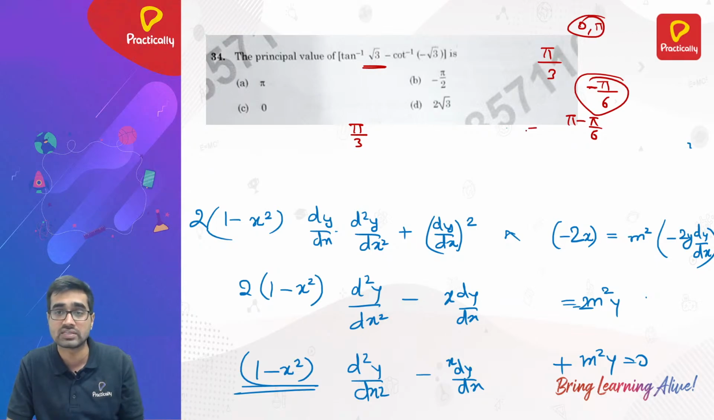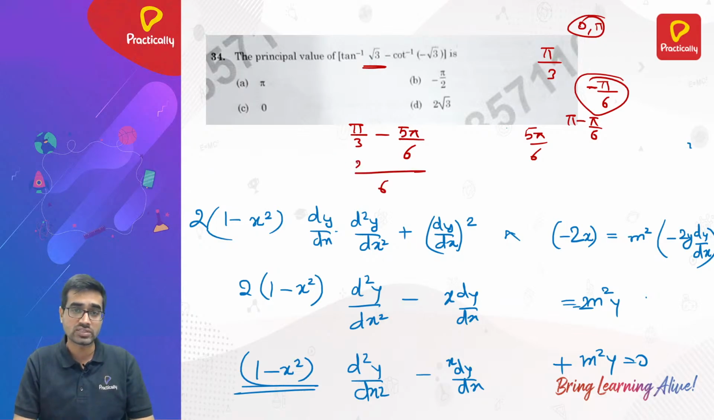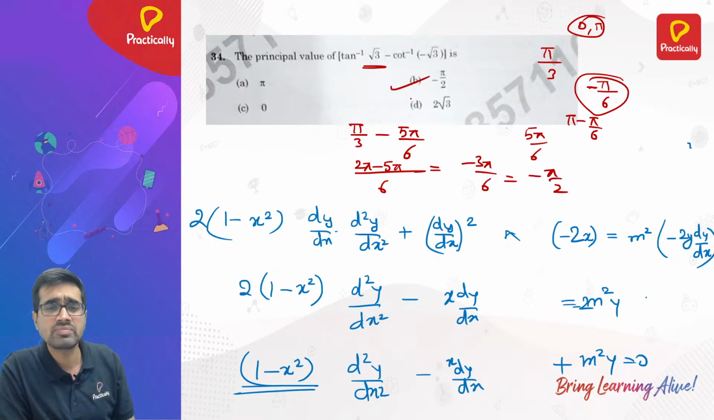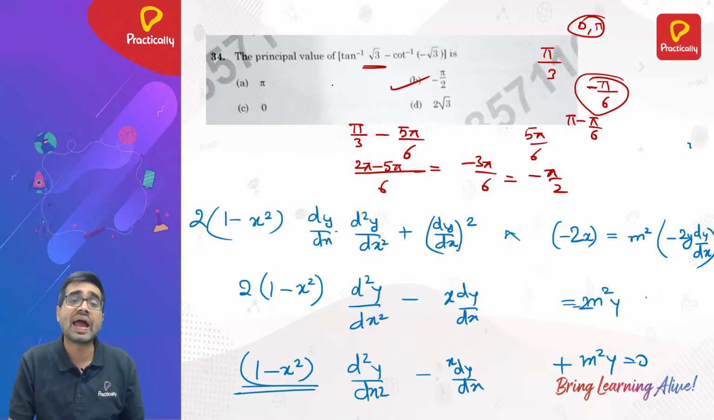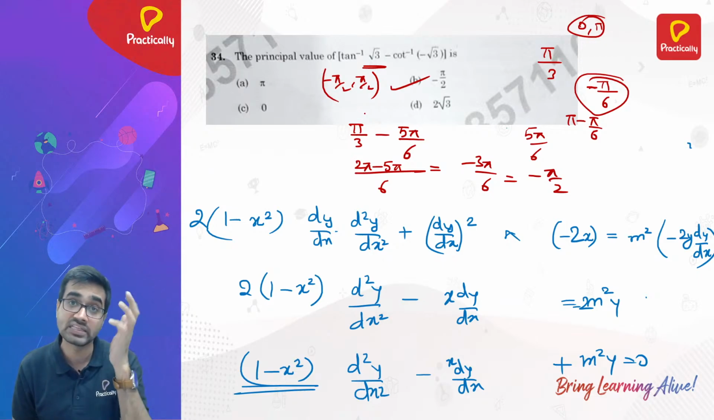Pi minus pi by 6 will become 5 pi by 6. So what I will get is minus 5 pi by 6. Now I have to just simplify. So 2 pi minus 5 pi by 6 will give me minus 3 pi by 6, which will give me minus pi by 2. So answer is B. Just remember principal value, it is very easy. Tan inverse is where minus pi by 2 to pi by 2, open interval, because at 90 it is infinity.